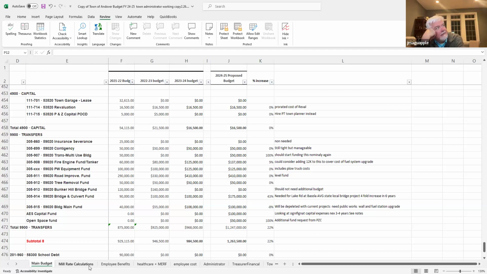Well, then, if that's the case, does anybody have a problem with that? Let's just keep going. Does anybody have a problem with $100,000 to the EA's capital fund? Nope. All right, does anyone have a problem with the $50,000 for open space funding?